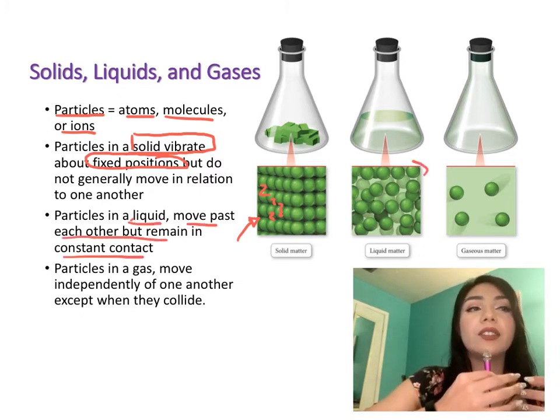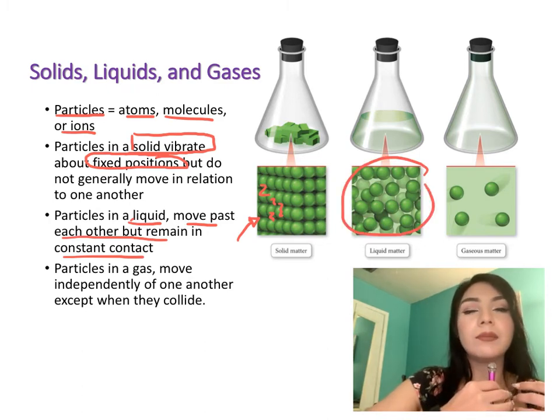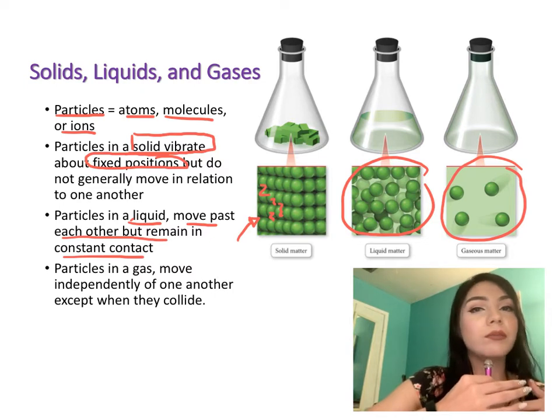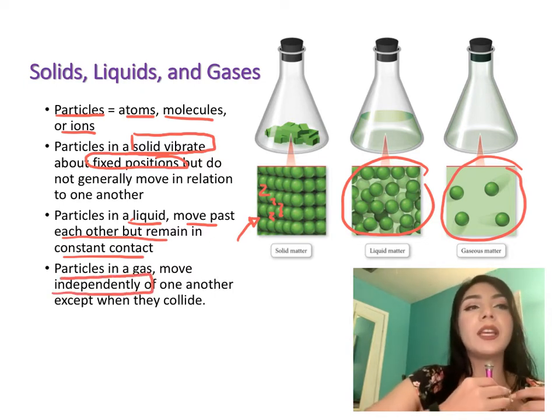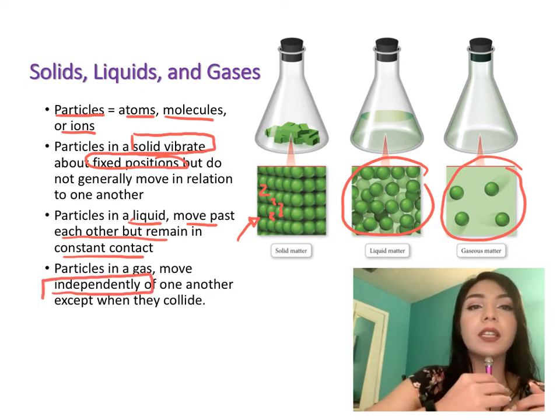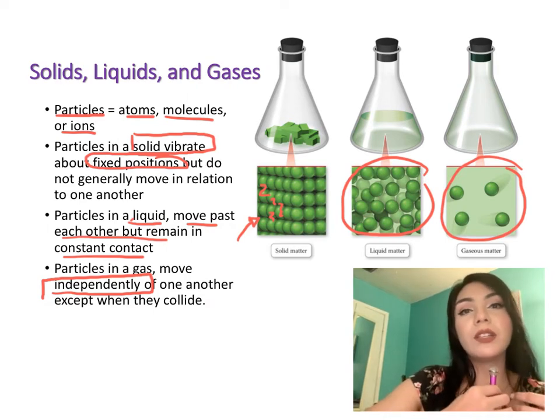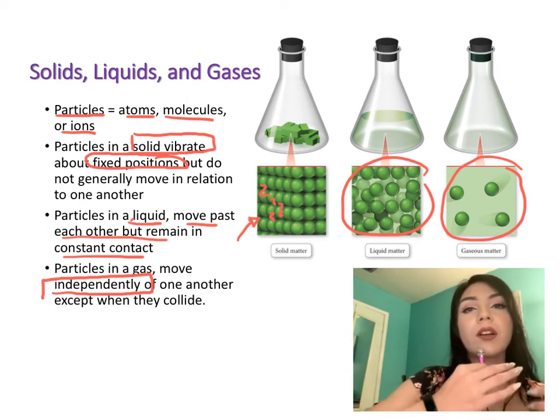And in a gas, they're just completely antisocial. They're just moving around, doing about whatever they want. They hit the sides of the container. They can collide with each other, but you can just think of them as constantly moving.